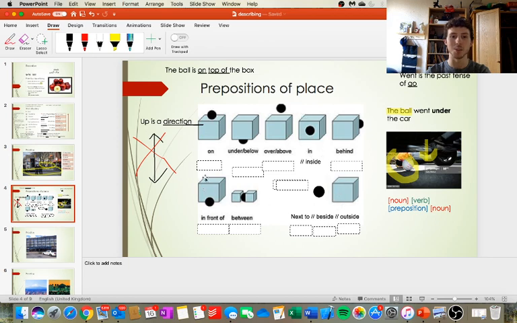So I guess this one, this one, this one, this one, this one, and this one. All of them except this one are outside the box. So all pictures except inside show the ball outside the box. Right? Good.